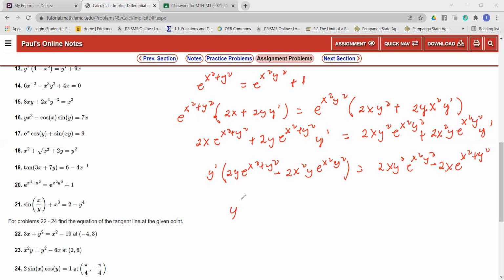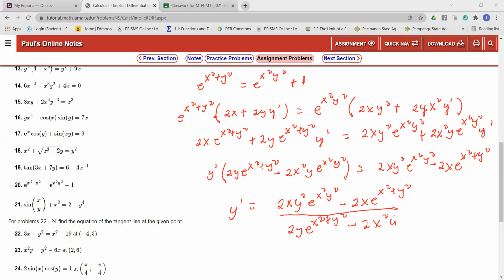Okay, sige. So y prime. So ito ngayon, kopyahin naman. Double check nyo na lang, ha. Baka meron akong mga hindi napapansin na sinusulat. So, minus 2x e to the x squared plus y squared all over ito, no? Which is 2y. Wait lang. So, pwede pala akong factor out ng 2, no? Tingnan natin kung meron tayong pwedeng tanggalin. So, 2y e to the x squared plus y squared minus 2x squared y e to the x squared y squared.